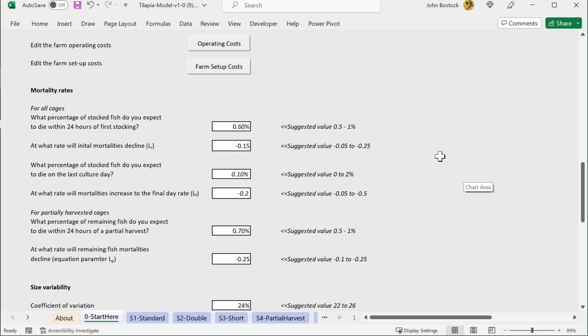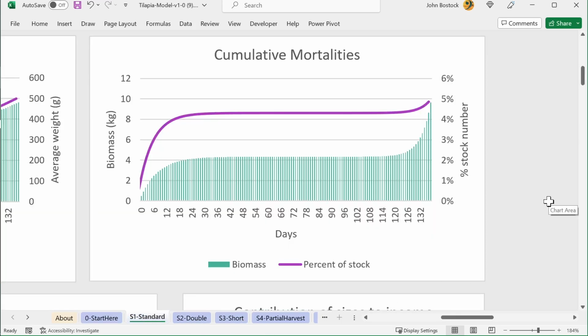In practice, mortality rates and other losses can be difficult to monitor, especially for reasons other than disease. The model assumes relatively low mortality rates and that these mainly occur after the first stocking, or the handling of fish when taking an interim harvest, or near the end of a production cycle when stock densities are at their highest. Each of the scenario sheets includes a chart showing assumed cumulative mortalities expressed as a percentage of stock, the line, and also as biomass lost, the vertical bars.